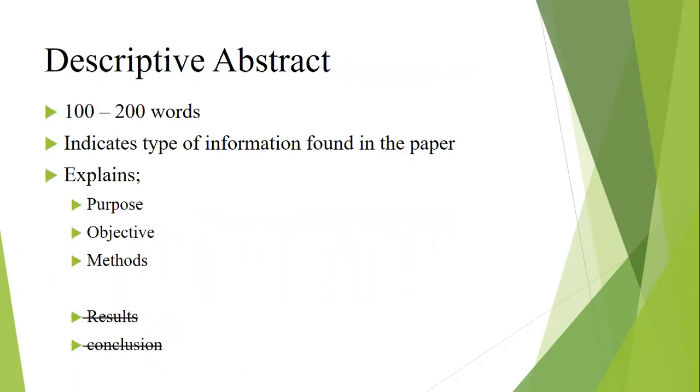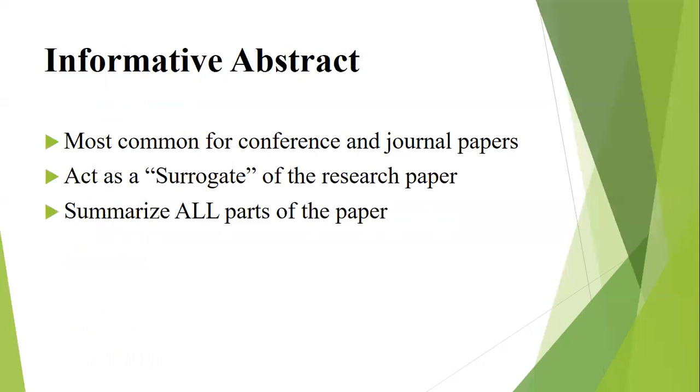When discussing the descriptive abstract, it includes 100 to 200 words and indicates the type of information found in the paper. It explains the purpose, objective, and methods of your paper, but not the results and conclusion. And when discussing the informative abstract, the most common conference and journal papers are informative abstracts. It acts as a surrogate of the research paper and summarizes all parts of it. It includes the introduction, methods, results, and conclusion.